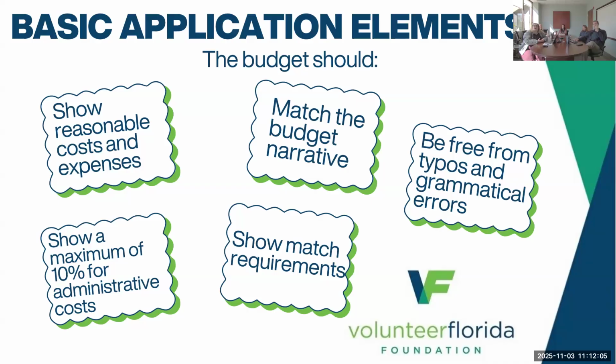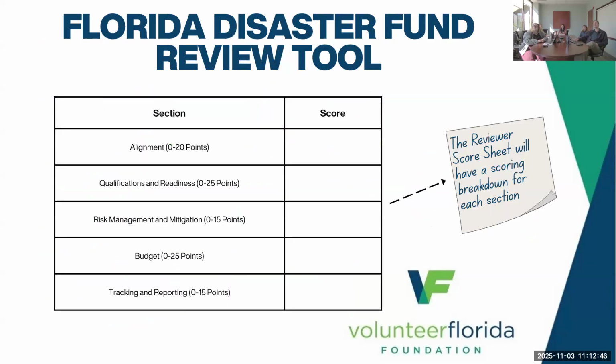The budget should show a match of the budget narrative. So in the application, there is a question devoted to the budget narrative where the applicant should go more in depth into explaining the story of their budget. So we expect that the physical budget that they attach to the application and the budget narrative match. This budget should also show a match requirement. For this grant, there is a 50% match requirement. The Notice of Funding Opportunity does go a little bit more in depth than that. But the budget that they submit should show a match. There is a separate column for that. And then also the budget should, of course, be free from any typos and grammatical errors.